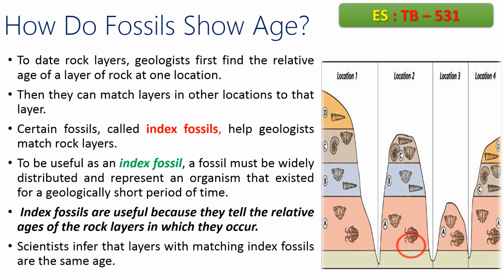How do fossils show age? The scientists first find the relative age of a layer of rock at one location. Look at the diagram. They compare it with the other locations, named location 2, location 3 and location 4. Then they can match layers in other locations to that layer, and they use index fossils.